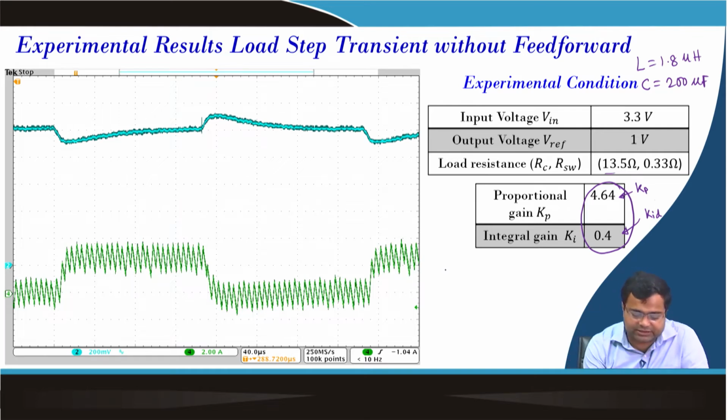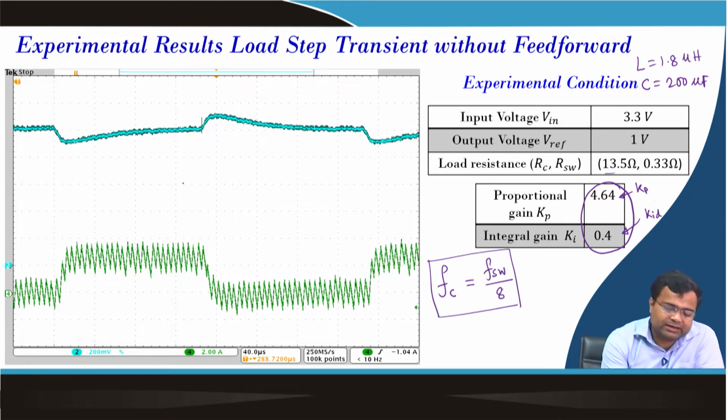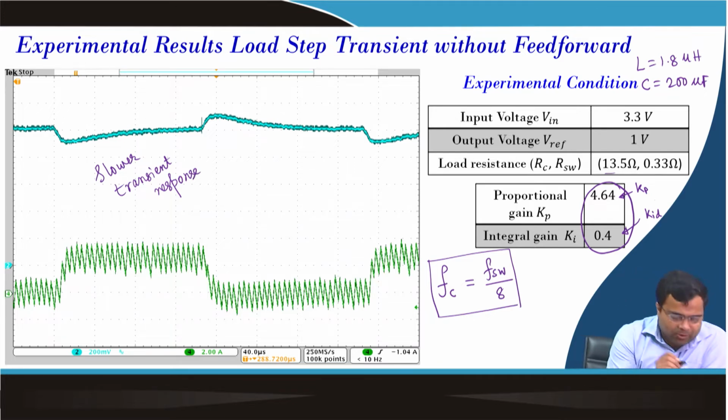This is a load step transient, designed so that our crossover frequency is switching frequency by 8. Since it is current mode control, the response is sluggish, a slower transient response. The undershoot is around 100 millivolt, but the recovery time is around 80 microsecond, which is pretty large, and that is the problem.